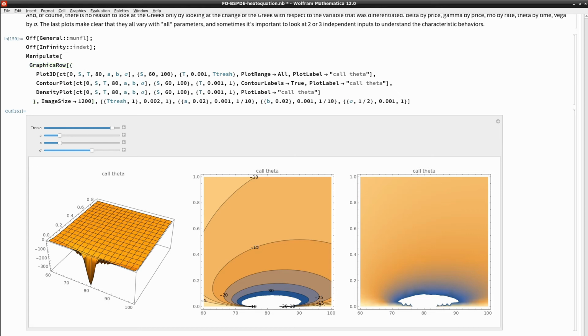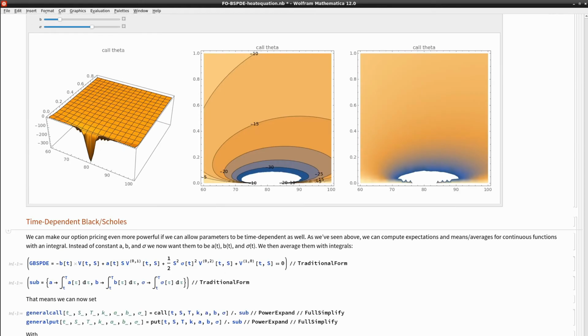All right, so for the next topic, I want to show you time-dependent Black-Scholes formulas. So we can make our option pricing even more powerful if we allow the parameters to be time-dependent as well. Who says that volatility or interest rate or dividend rate have to be constant numbers? That's not realistic. And as long as we're only changing them with respect to time, we're in good shape.